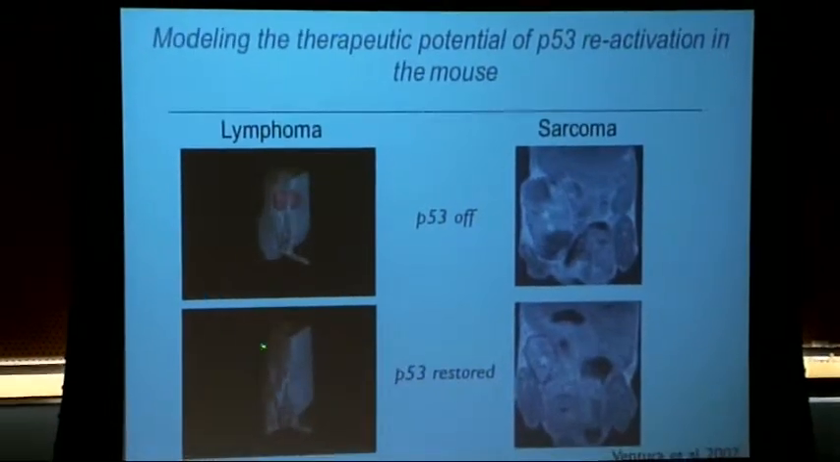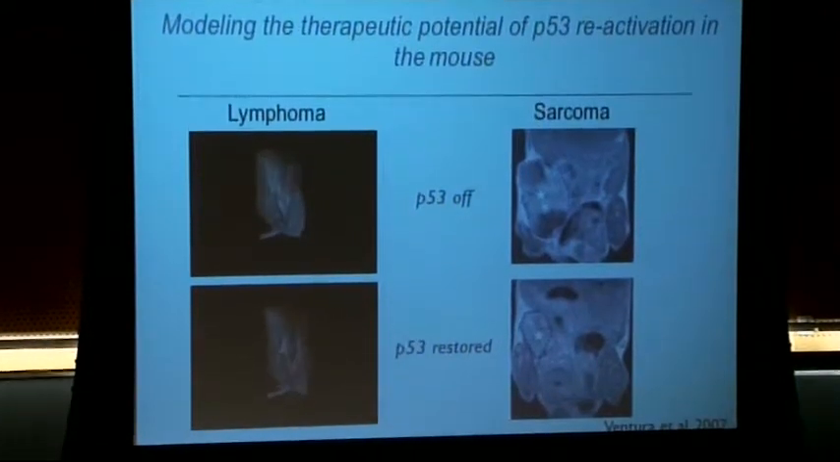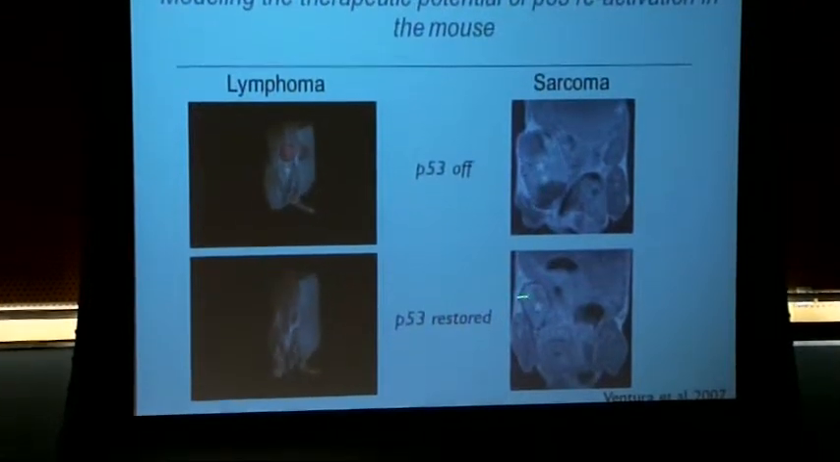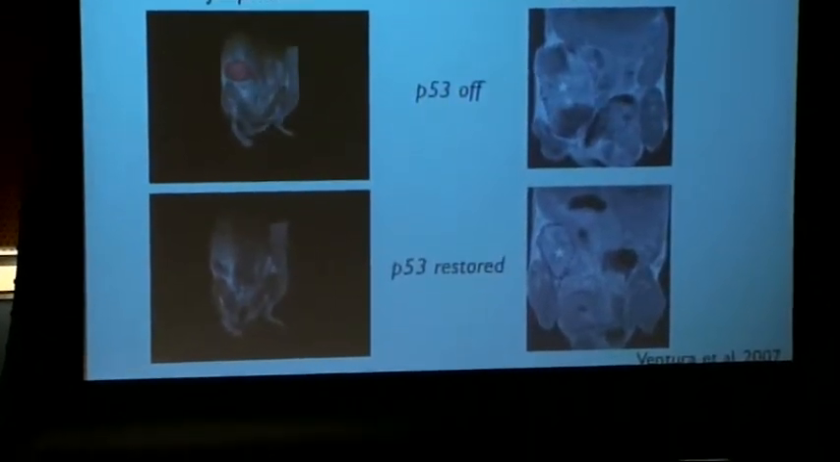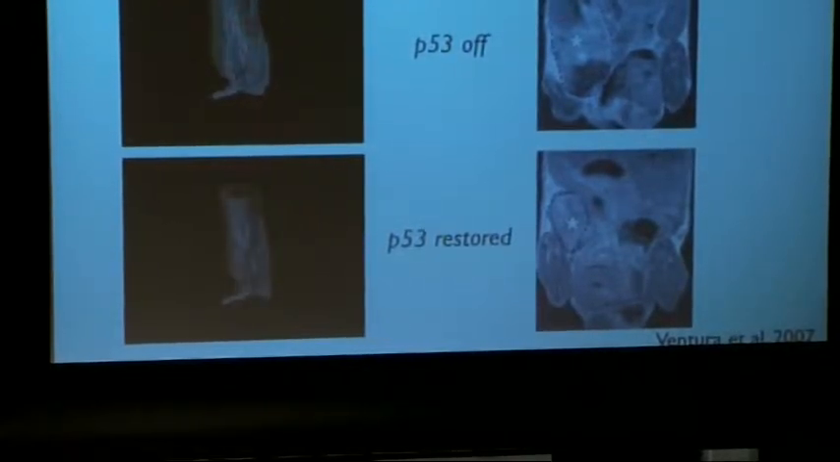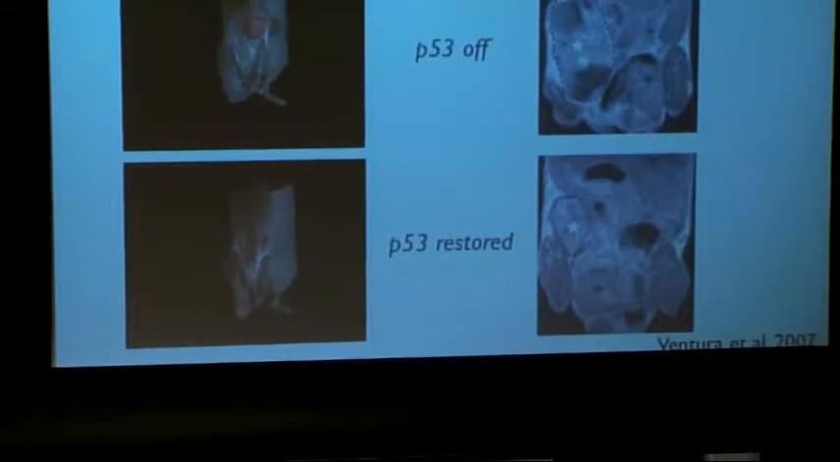The lymphomas shrink away to almost nothingness. Apoptosis is activated, and the tumors die away. In the case of the sarcomas, it's a little less dramatic, but we still observe shrinkage of these tumors. It's not by apoptosis. These cells induce senescence. And then some cell of the innate immune system, we think, will clear those senescent cells away.